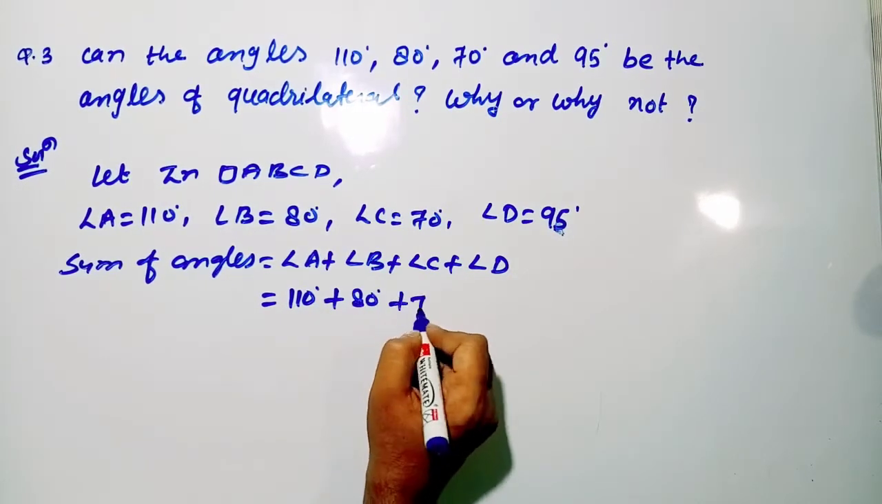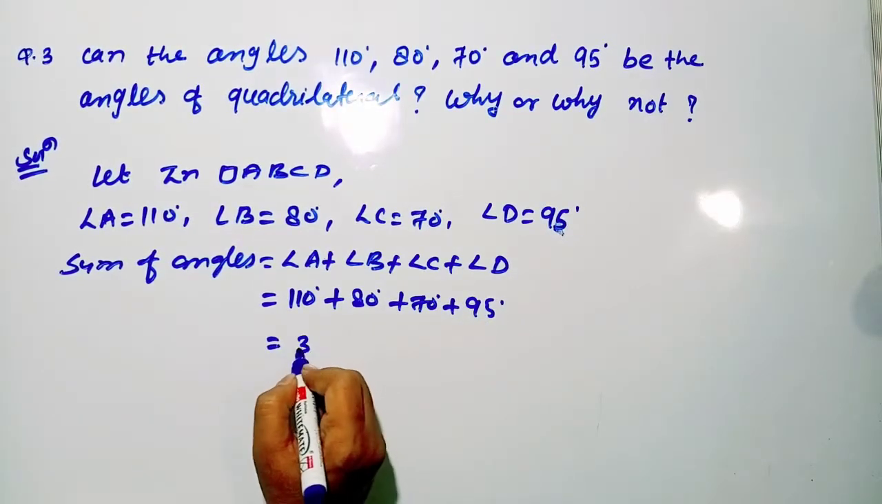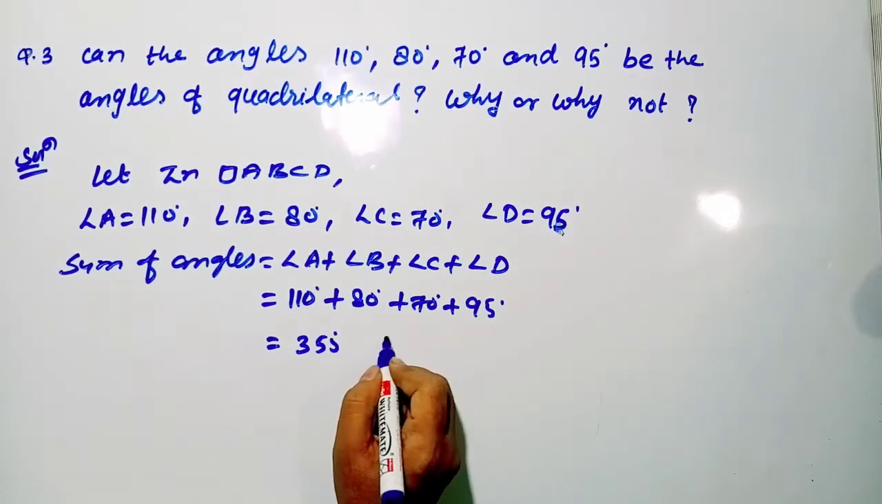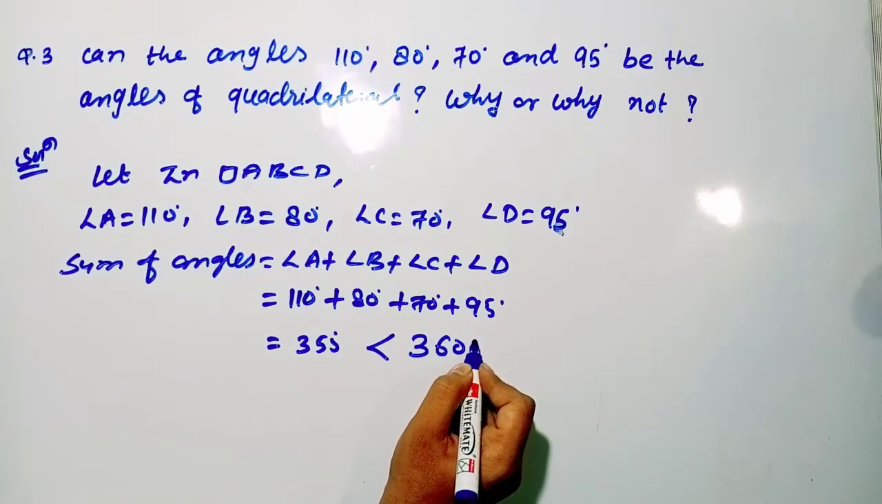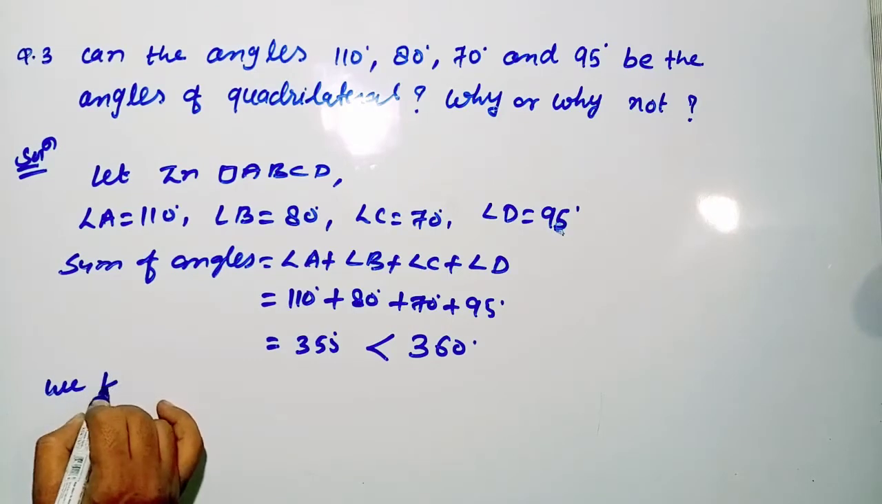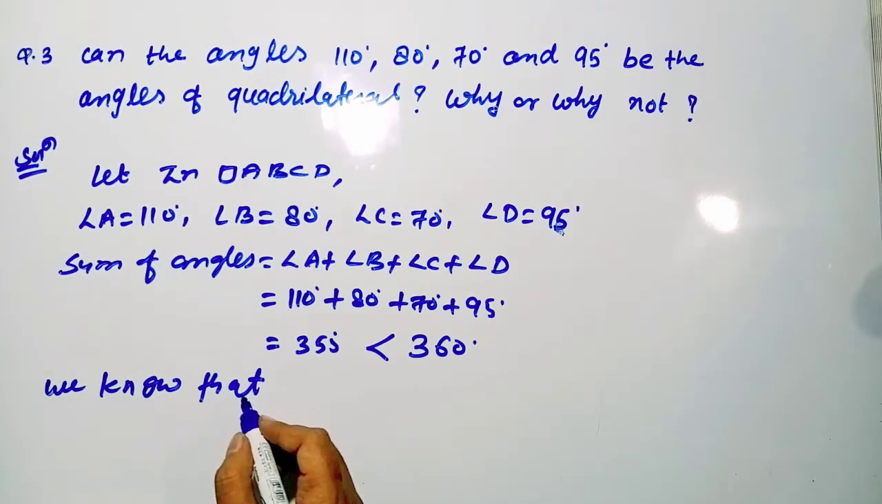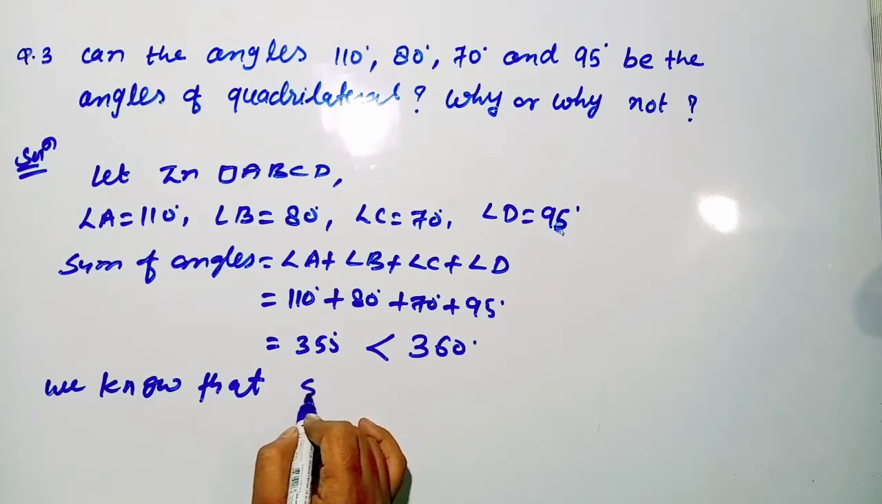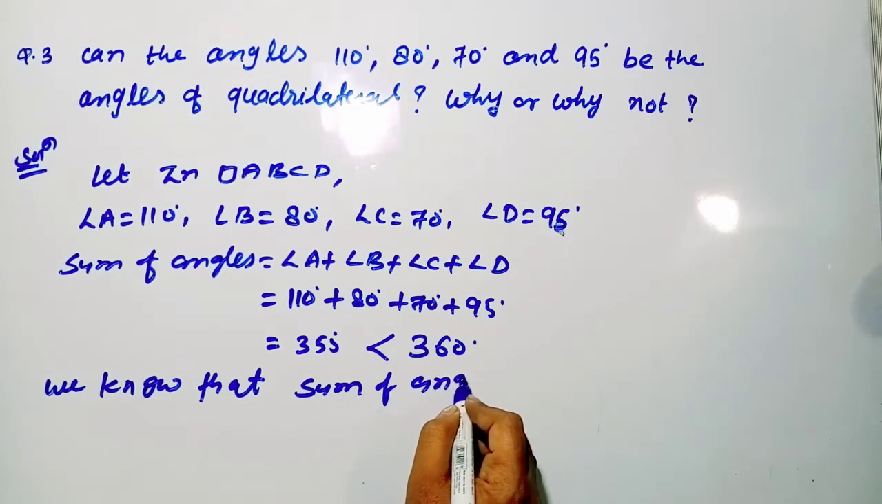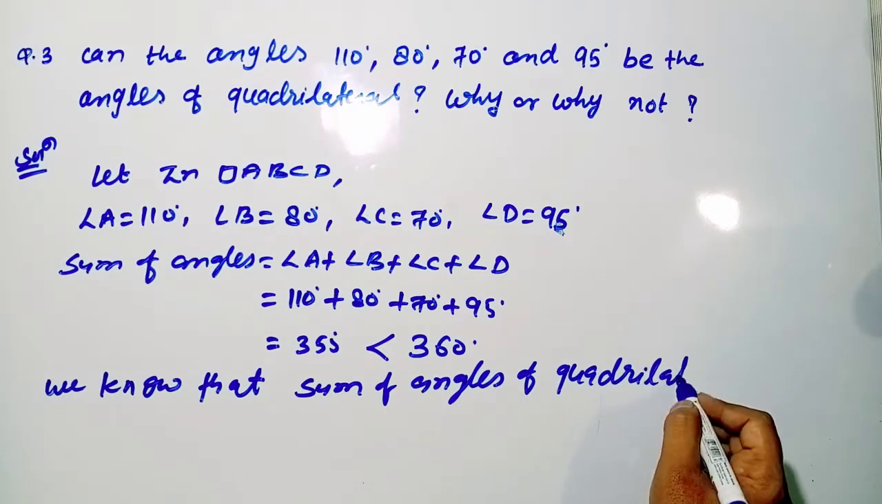So 110 degree plus 80 degree plus 70 degree plus 90 degree. Adding these together, we are getting 355. As per the quadrilateral condition, this should be 360. So these angles are less than 360. So these measures of angles, 110 degree, 80 degree, 70 degree, 95 degree, can't be the angles of a quadrilateral.